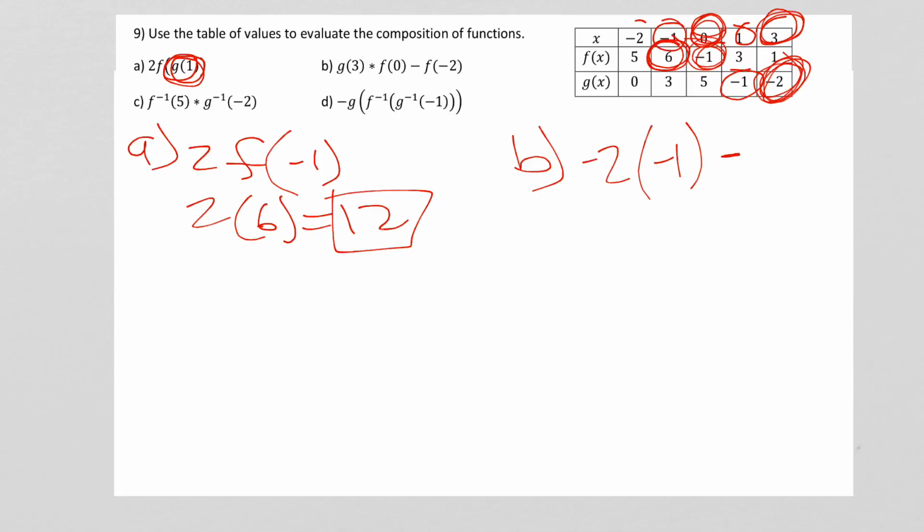Go to the x value of -2. What's the value of f? It is 5. And let's simplify. -2 times -1 is +2. Minus 5 is -3. What about C?